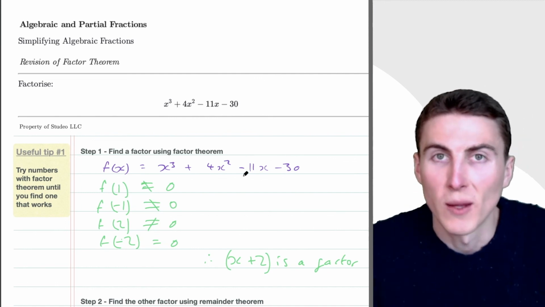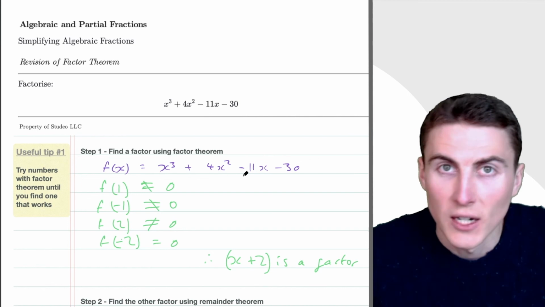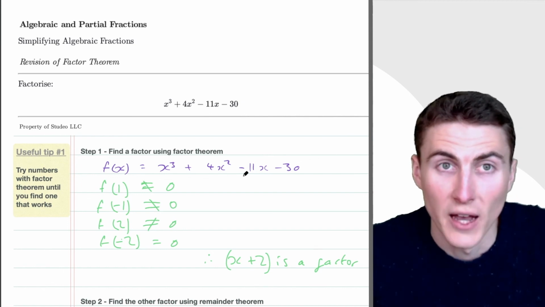So hope all of that made sense. If you're not quite sure on any of this, then it's probably worth going back to the first year stuff and recapping this chapter.